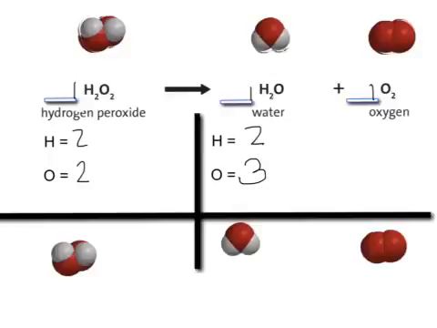Next, you want to balance the equation by getting the 2 and the 3 to be the same number. So the easiest way to do that will be to put a 2 here. So then this would be 4, and that would be 4. And then if you put a 2 here, this would become 4. So these two are even.